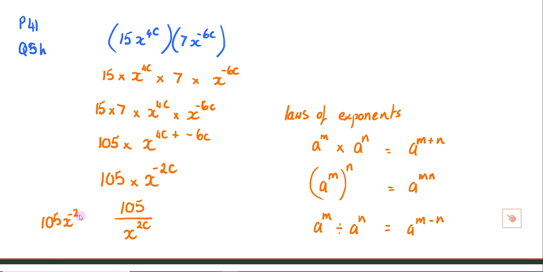105x to the power of negative 2c and 105 divided by x to the power of 2c, they're the same thing. Sweet. Do you remember I said the other day that a negative in the power makes it a divide, and then it becomes the denominator?